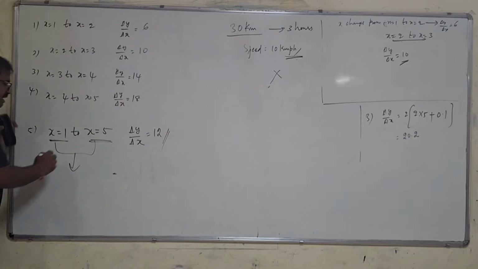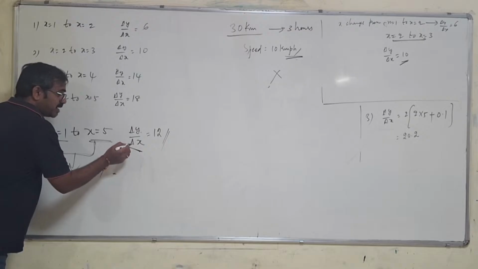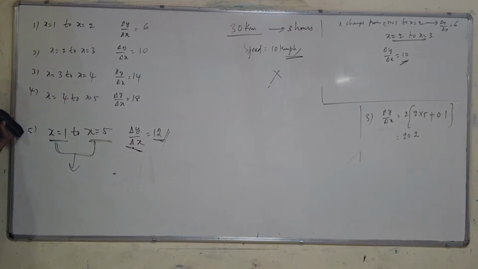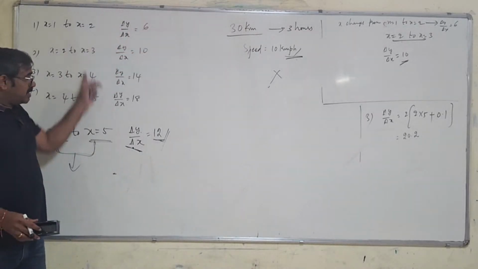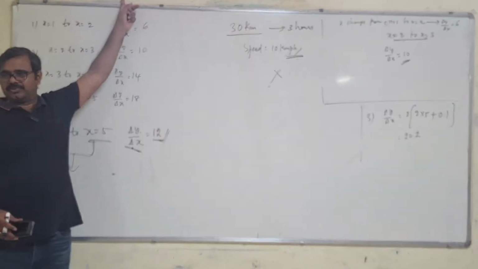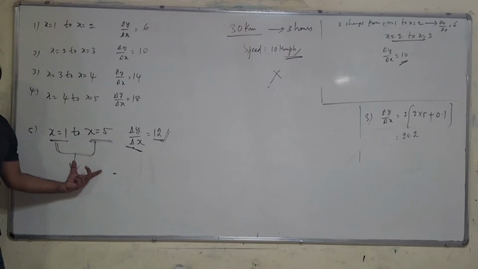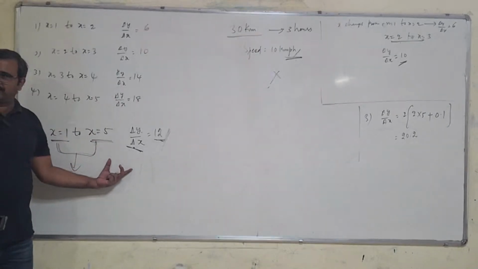So when you find delta y by delta x, you are saying change in y per unit interval is 12. It's not 12. It is average of these values. So what is this? This is average rate of change in y with respect to x. You understand what I'm saying? This is average rate of change in y with respect to x.